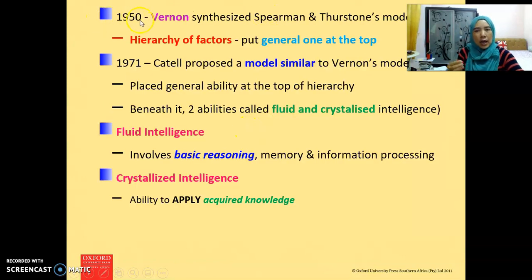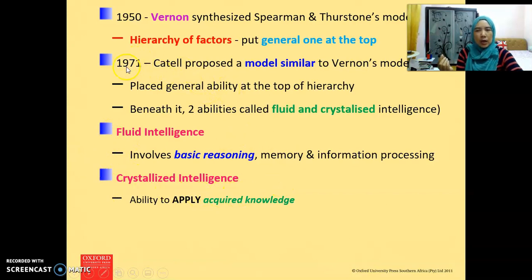So, in the 1950s, Vernon synthesized the Spearman-Thurston model and came up with a hierarchy of factors. They put the general one at the top, so they're focusing more on general intelligence. And what I want to focus on here is the differences between fluid intelligence and crystallized intelligence.